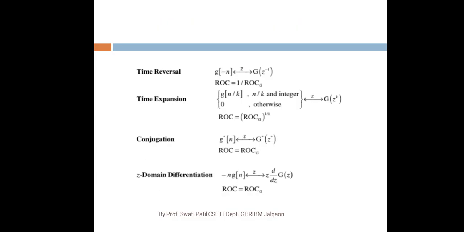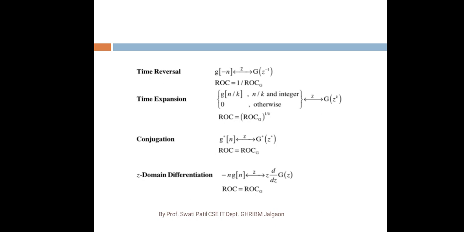Next property is the time reversal property. So g of minus n, after applying Z transform we get G of z inverse, and ROC is equal to 1 upon ROC of G.